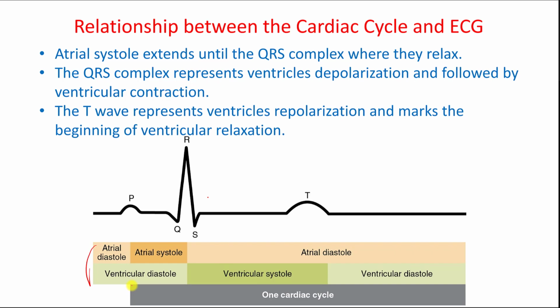One cardiac cycle involves atrial systole, atrial diastole, then ventricular diastole, ventricular systole, and ventricular diastole. Technically, we'll call it a cycle. We'll start considering it a cycle from the second we have atrial systole, from the second that the atria start to contract. That is one cardiac cycle.